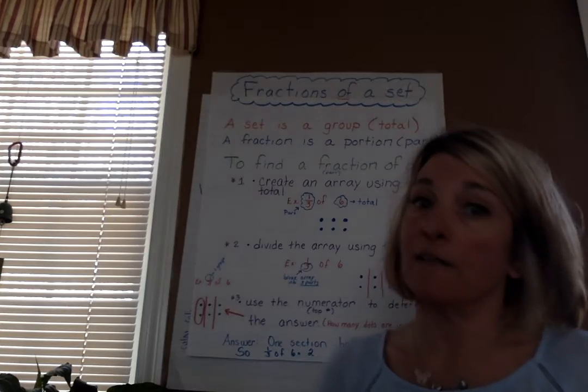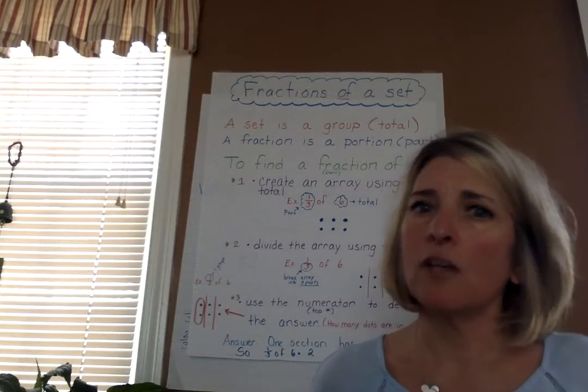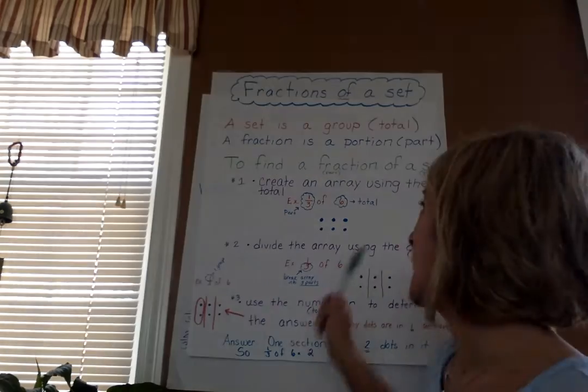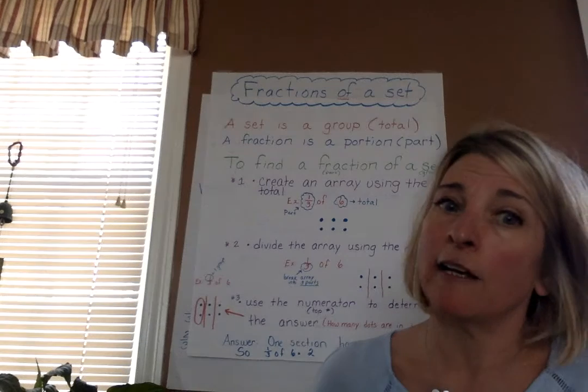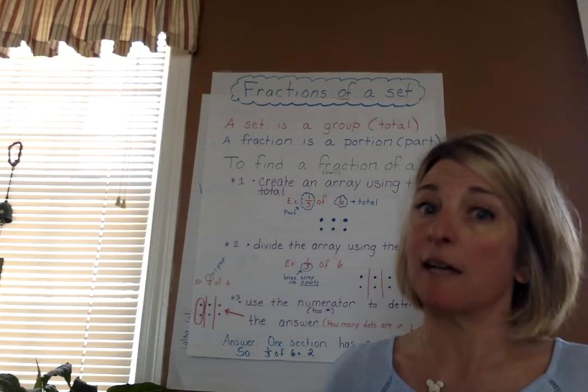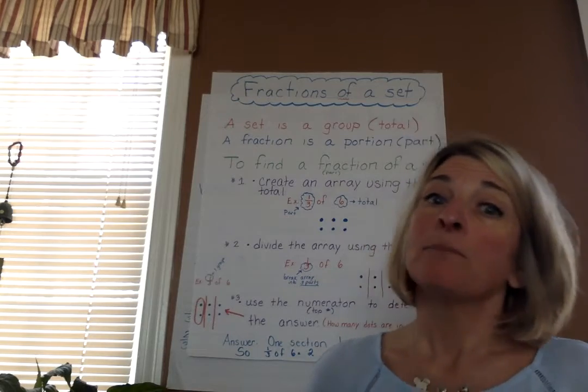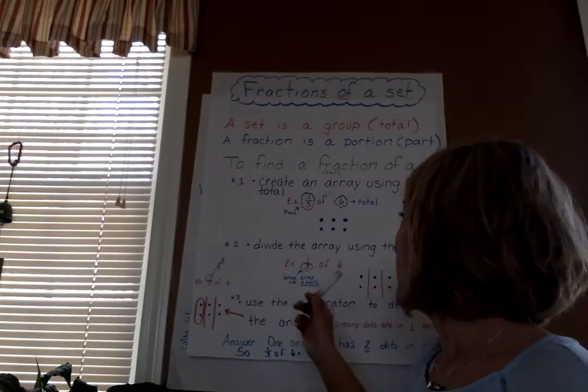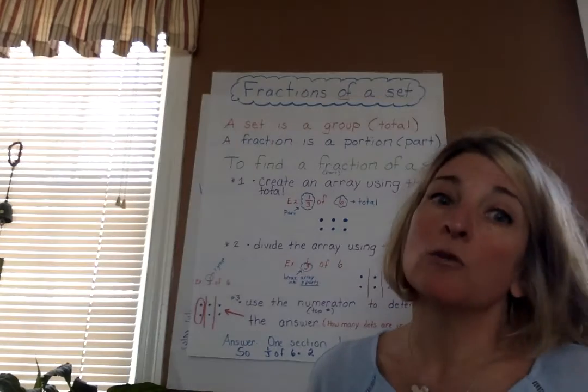So to find a fraction of a set, you're going to have to do three different things. One, you need to create an array using the total. So you have to figure out what the total amount in the set is, first of all. And then you're going to break that array up using the denominator.